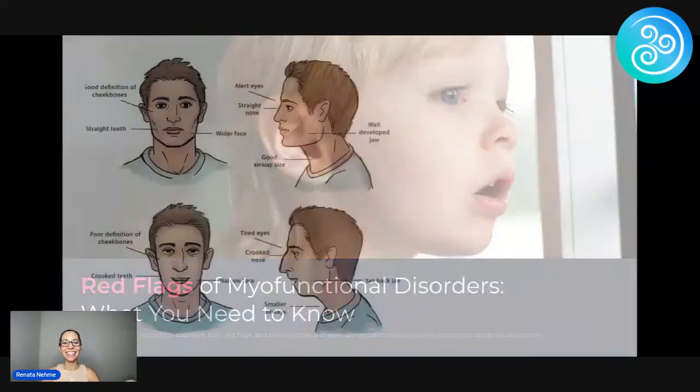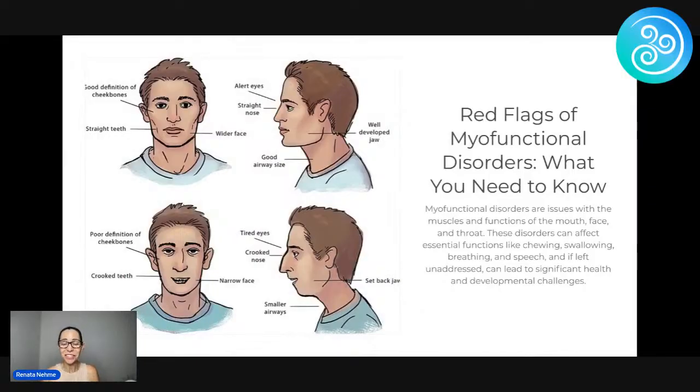All right, here we go. So what are some of the red flags of myofunctional disorders? Let's talk a little bit about what we need to know. If you're new around here, myofunctional disorders are issues with the muscles and functions of this whole area right here. So we're talking about the mouth, the face, the throat, muscles. These disorders can affect essential functions like chewing, swallowing, breathing, speech.